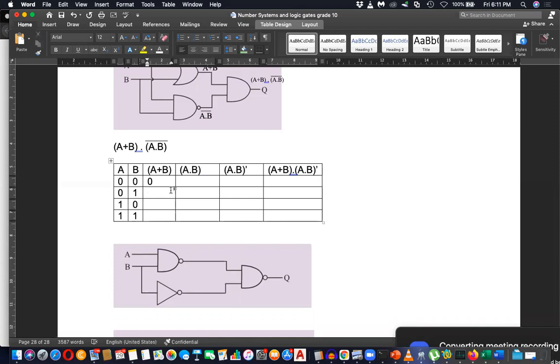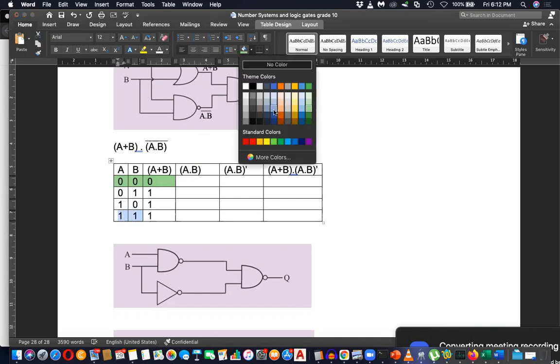Right. In an OR gate, if all inputs are zero, then the output is zero. Therefore, this is zero and the others will become one. That is the speciality of the OR gate. Let me highlight this. Now the AND gate, what is the speciality? If all inputs are one, the output is one.